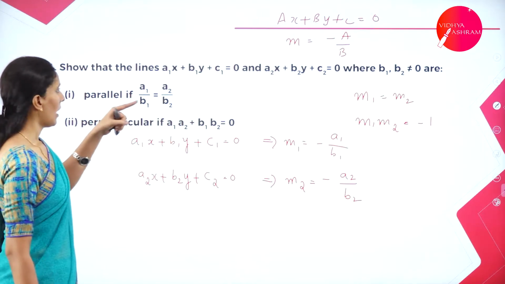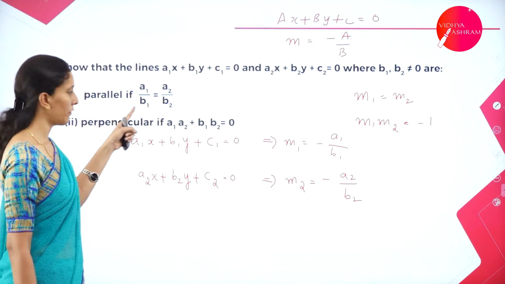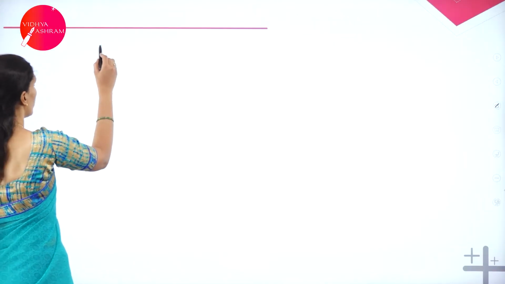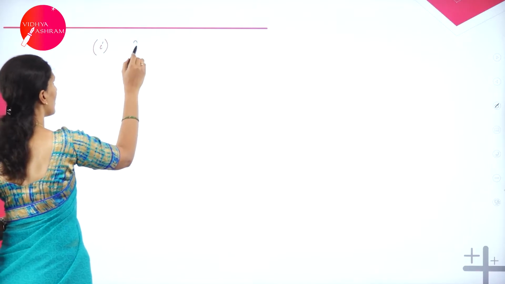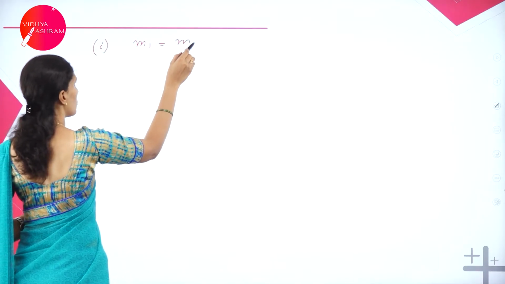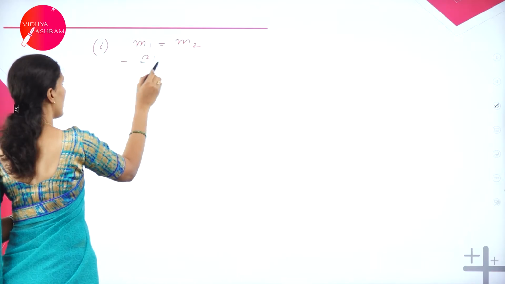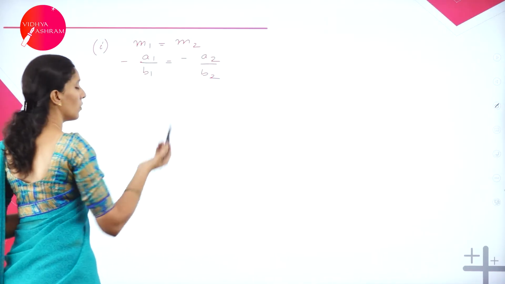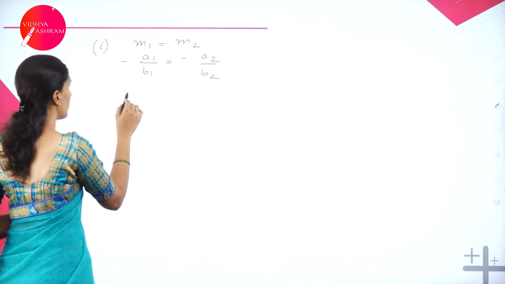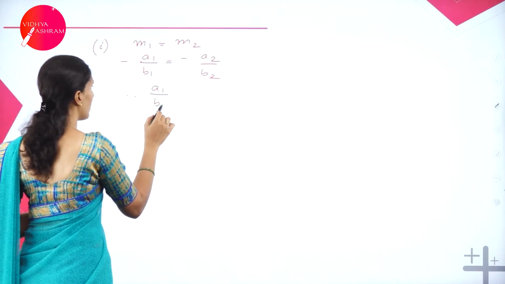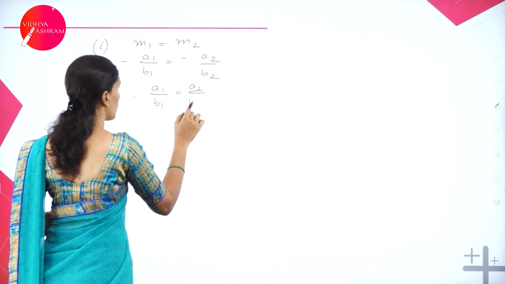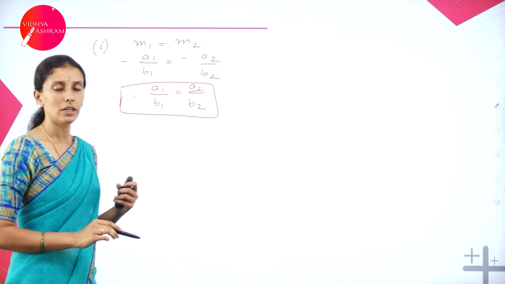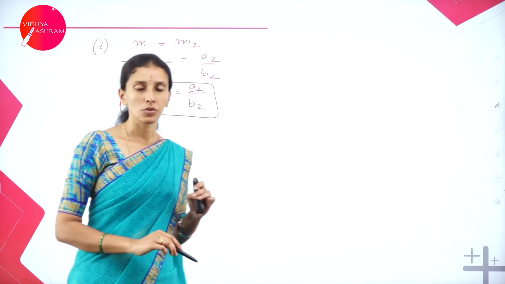Now I have to show that they are parallel if this condition holds. So what is the condition? If they are parallel, m1 is equal to m2. What is my m1? Minus a1 by b1 is equal to minus a2 by b2. So cancelling minus on both sides, we will get a1 by b1 is equal to a2 by b2. So when a1 by b1 is equal to a2 by b2, the two lines are said to be parallel.